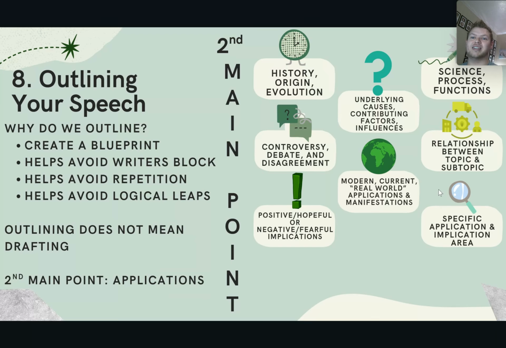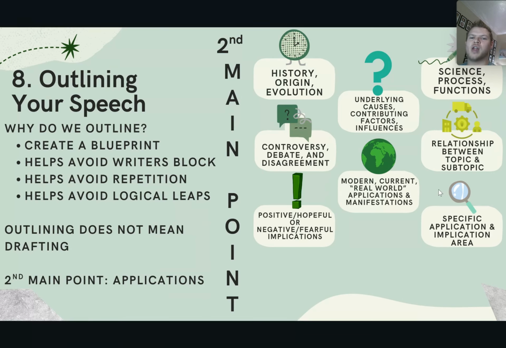It follows like the least rigid rules, and it has the greatest variety in the types of things that are talked about. But there's still some pretty clearly defined categories that seem to work, or at least appear in finals most often. So you can talk just like the first main point about the history or the origin or the evolution of your topic, the science, the process, or the functions of your topic, the relationship between the topic and a subtopic, the specific application or implication areas of your topic, or you can do one of these new things.